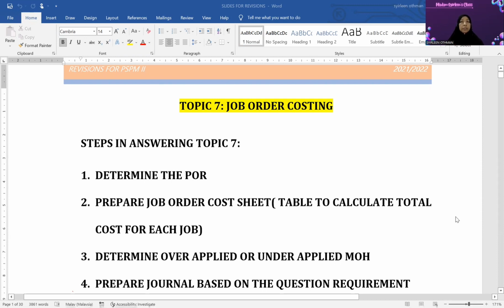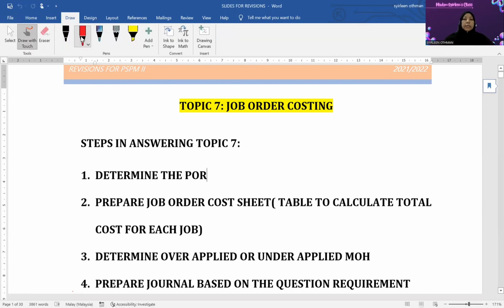The first thing that you need to do in topic 7, in question 1 for your PSPM. My classes will be campur-campur lah, in BM and in English. All right, so the first thing that you need to know is apa yang kita nak kena cari dalam soalan.